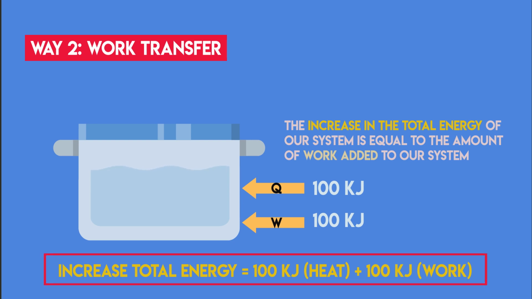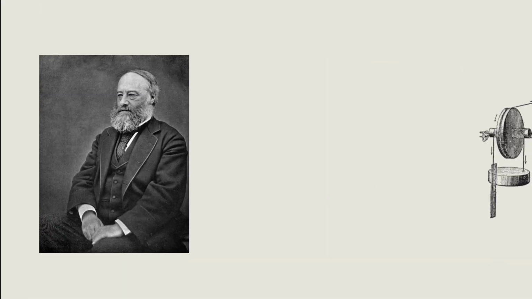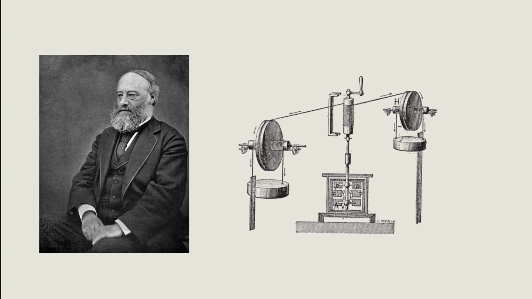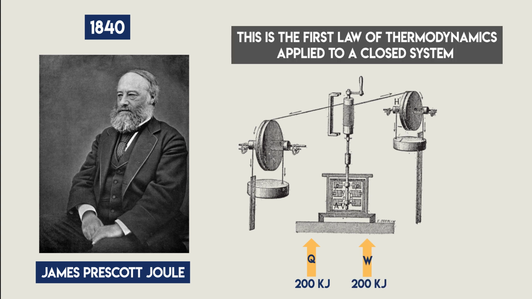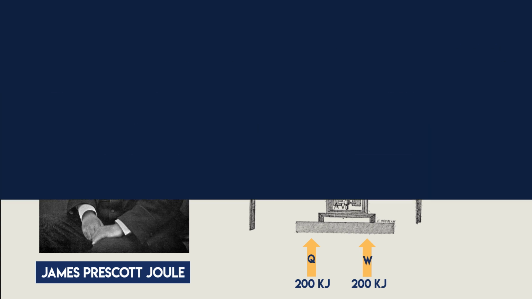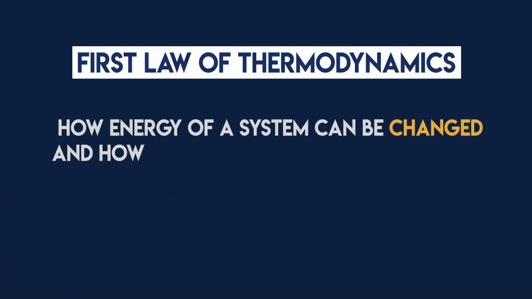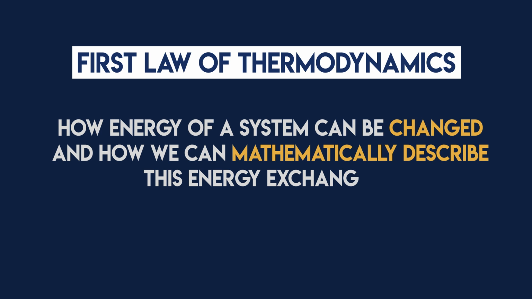And if you have noticed, we treat 200 kJ of heat and 200 kJ of work equal when we add it to the system. This was first observed by Joule in his famous paddle wheel experiment during the 1840s. Adding 200 kJ of heat would yield the same temperature increase in our system as adding 200 kJ of work, and this is the first law of thermodynamics applied to a closed system. All it says is how energy of a system can be changed and how we can mathematically describe this energy exchange.